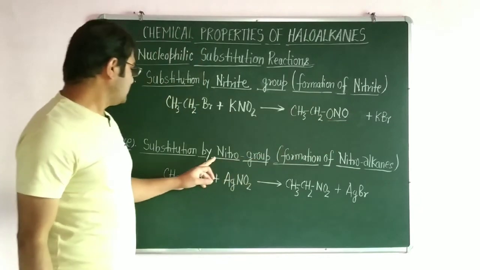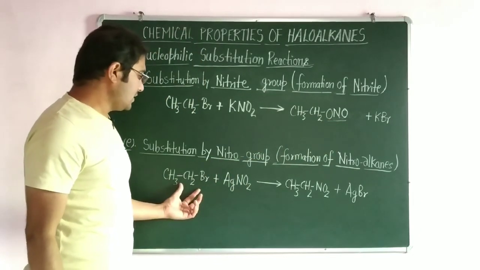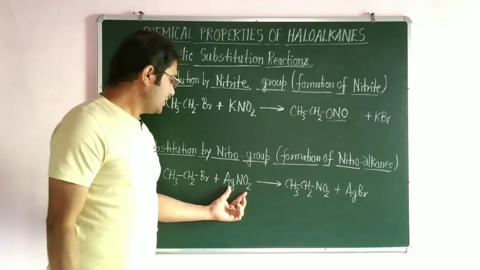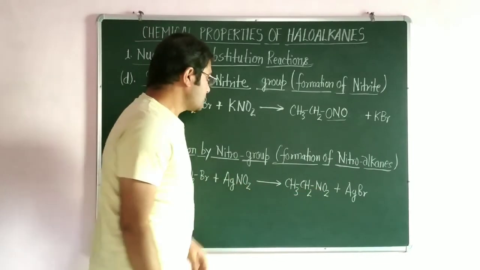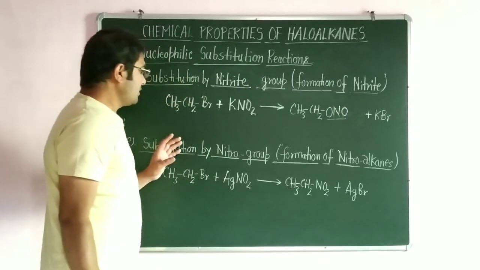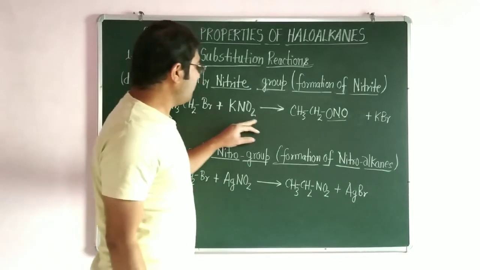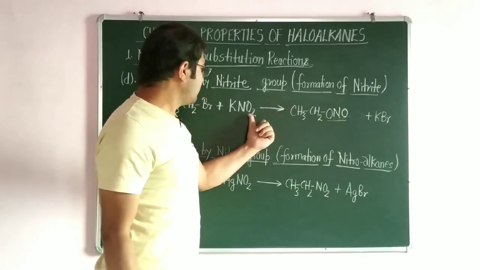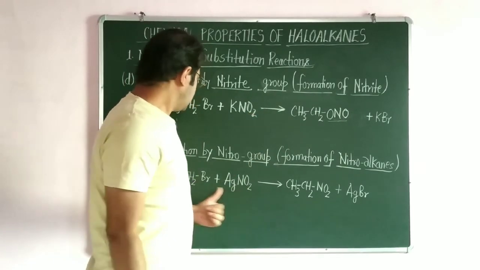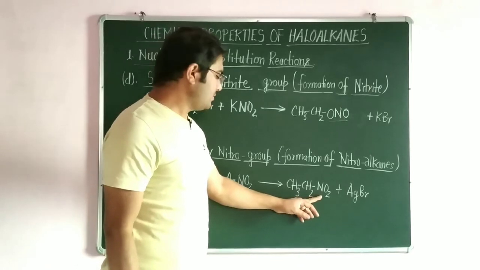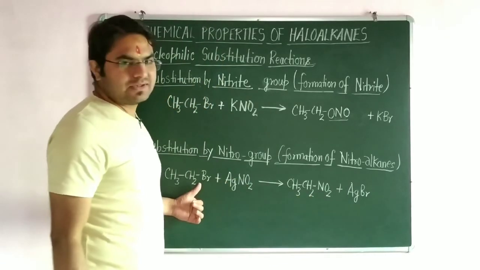And when haloalkane is treated with AgNO2, it forms nitro group, nitroalkanes are formed. So in these two cases, why does haloalkane form ONO in the reaction with KNO2, and why does AgNO2 form the NO2 product as a major product when it reacts with haloalkane?